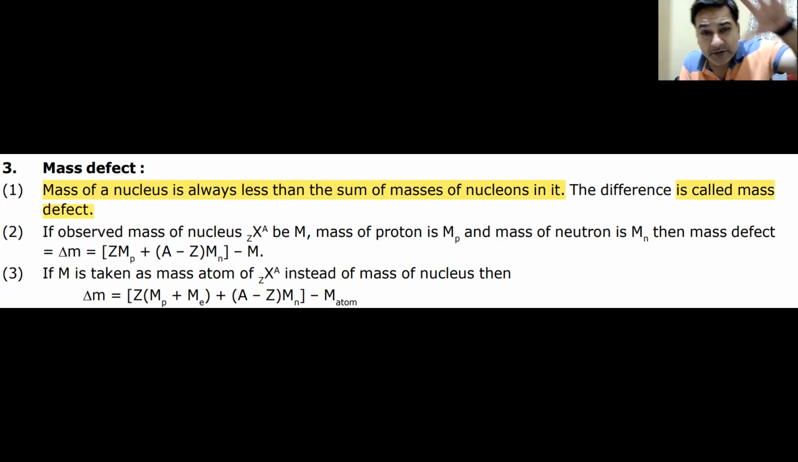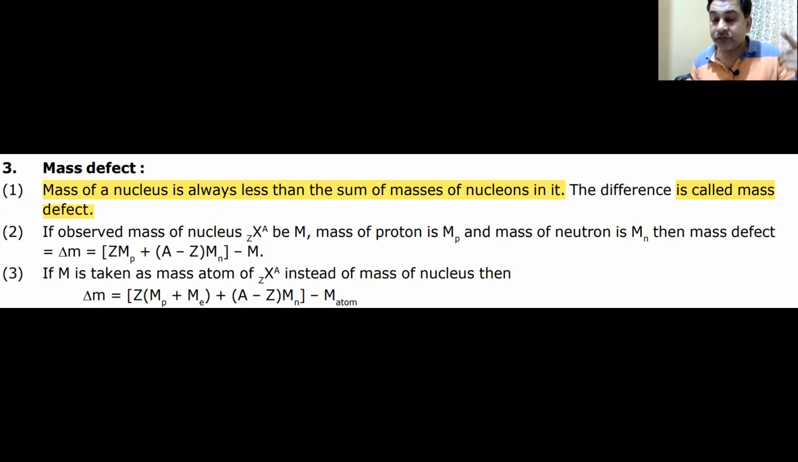That means if I have 5 protons and 5 neutrons, I find the mass of 5 protons and the mass of 5 neutrons. But when I put them inside the nucleus, a nucleus having 5 protons and 5 neutrons will always have less mass compared to the combined mass. This difference is known as mass defect. Mass is less, therefore mass defect. Do we understand this?